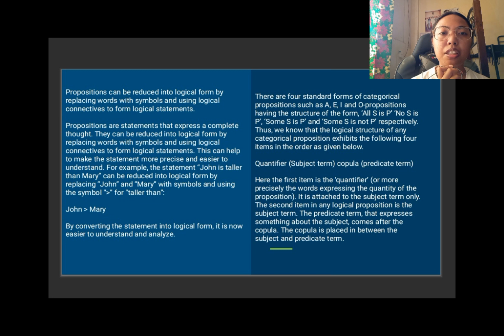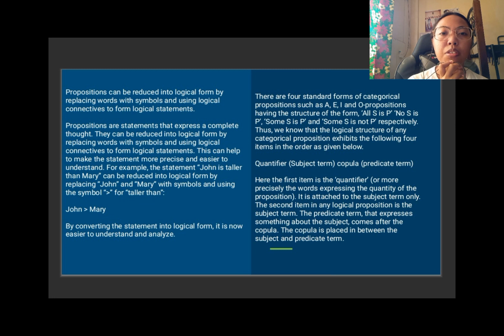There are four standard forms of the categorical propositions, such as A, E, I, and O propositions, having the structure of the form: all S is P, no S is P, some S is P, and some S is not P, respectively.